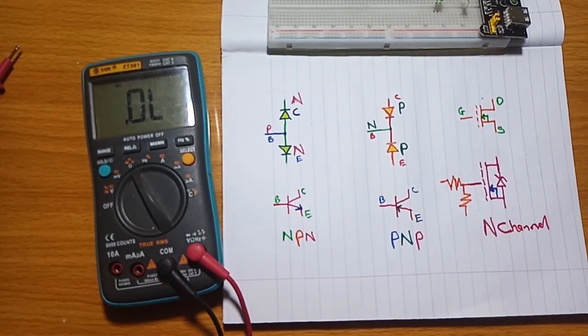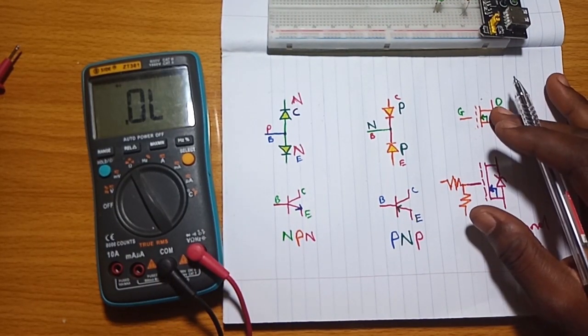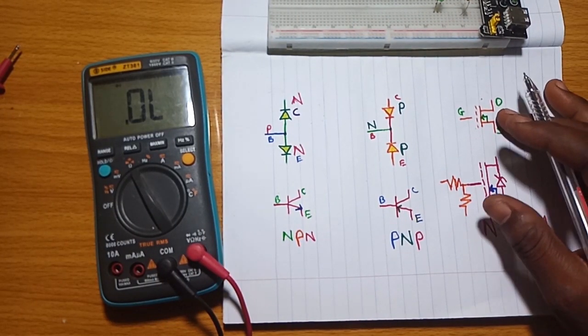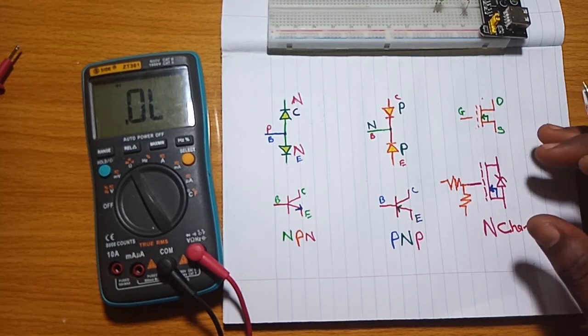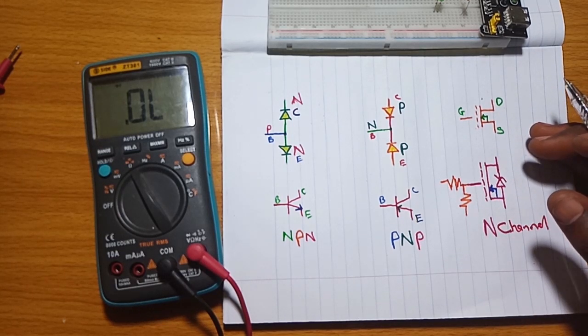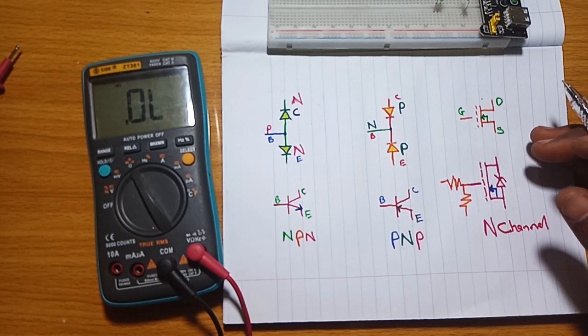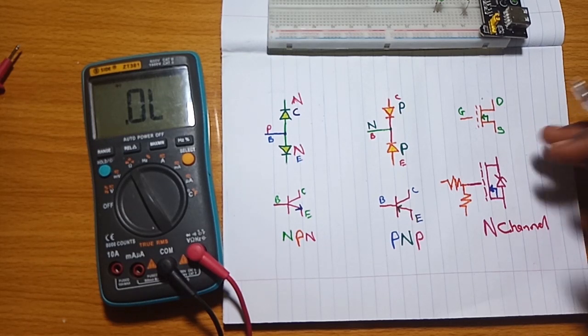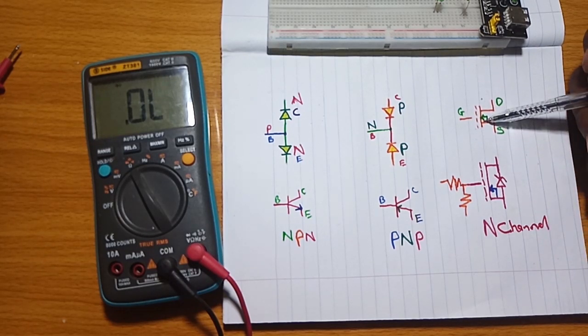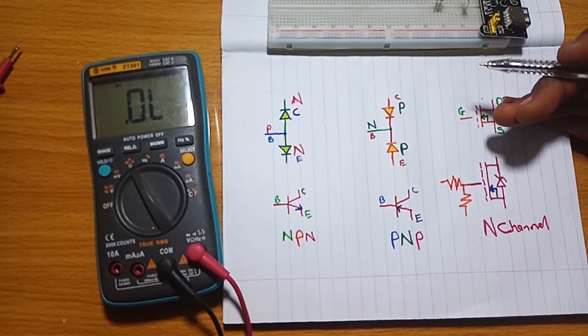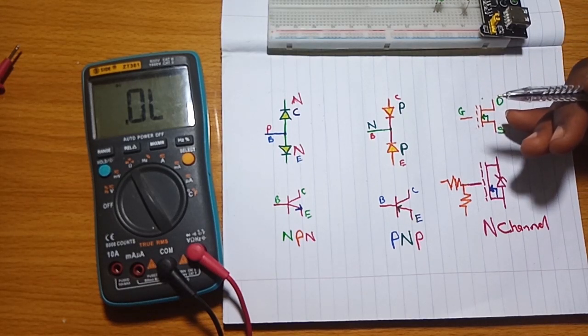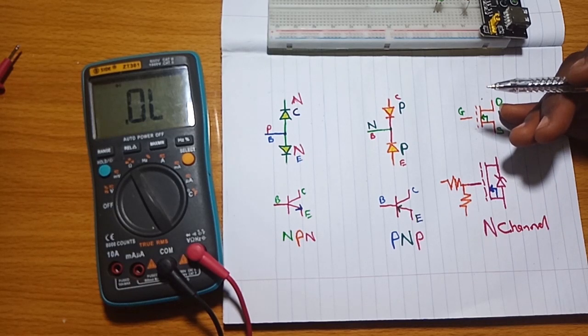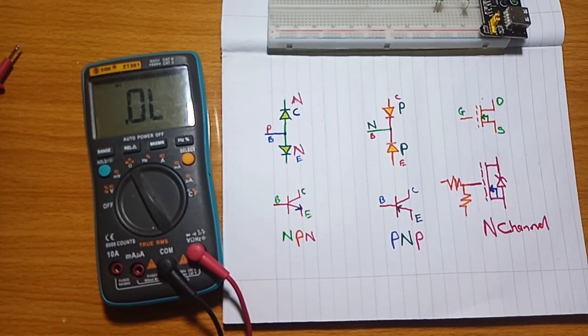So moving on, this is the MOSFET. We are using the N-channel MOSFET because it is the most popular and most widely used MOSFET in electronics today. So this is the symbol. I will show you how to check if the MOSFET is in good condition or bad condition. How do we do that? Using the same diode mode.